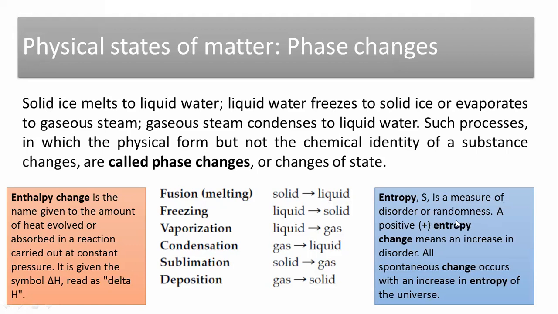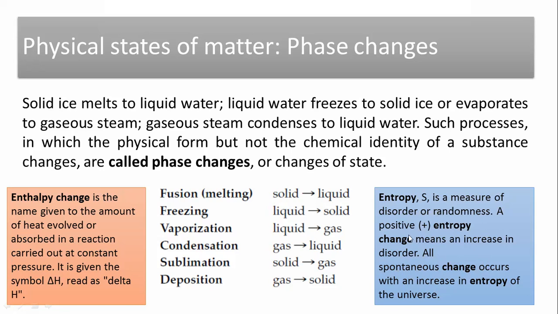So if it is a positive value, similar to the value we have with delta H, and if the value of entropy change is positive, that means there is an increase in the randomness. And all spontaneous changes occur with an increase in entropy of the universe. Like if any process is happening with an increase in entropy, that means this is a spontaneous reaction.